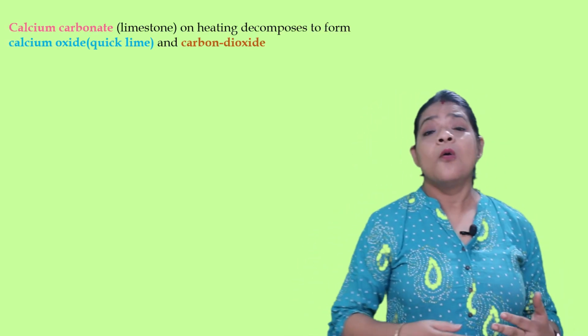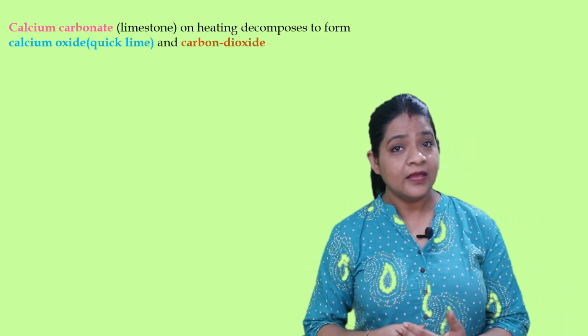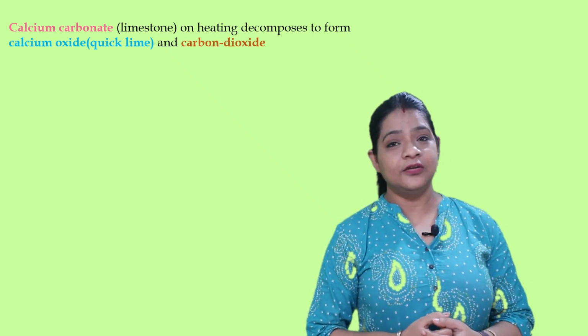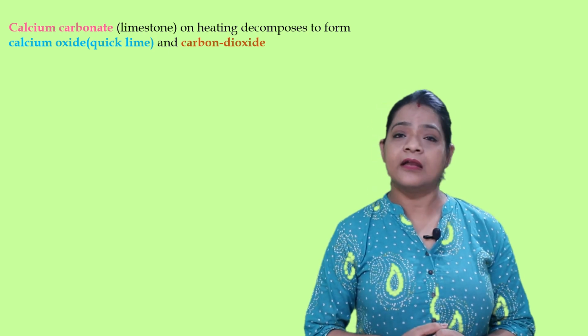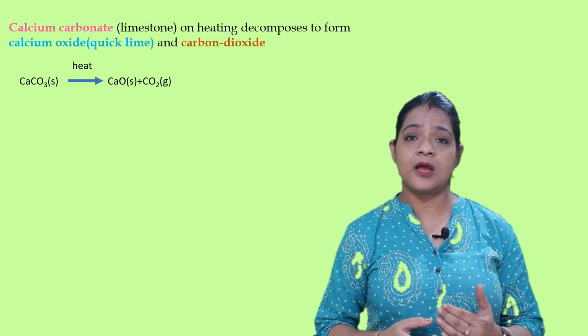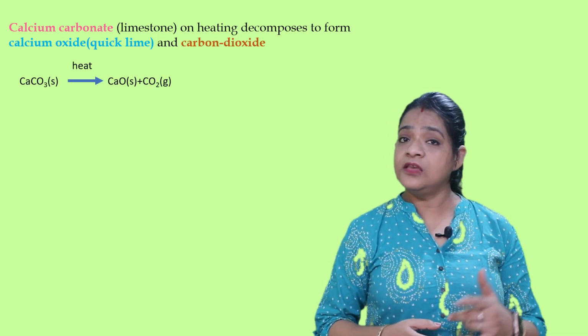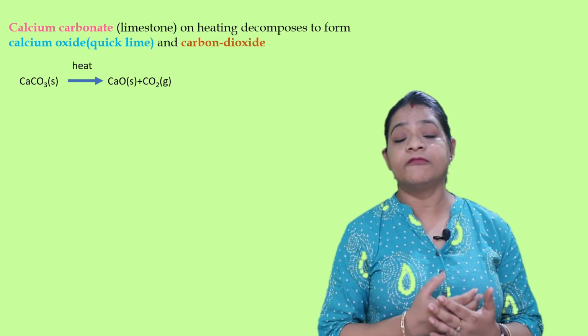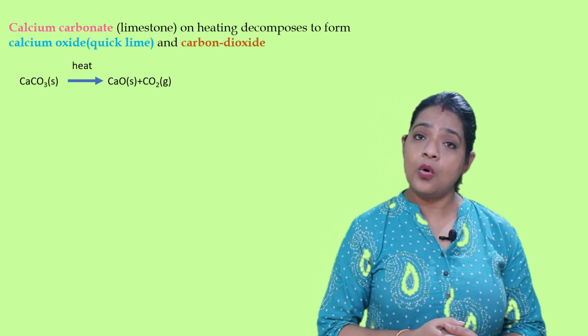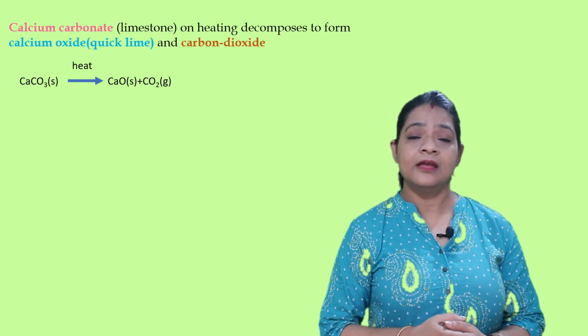One example of decomposition reaction is when calcium carbonate is exposed to heat, it breaks down into calcium oxide and carbon dioxide. So the chemical reaction is calcium carbonate, that is CaCO3, in the presence of heat breaks down into calcium oxide CaO plus carbon dioxide gas.